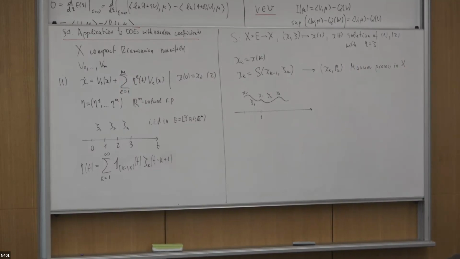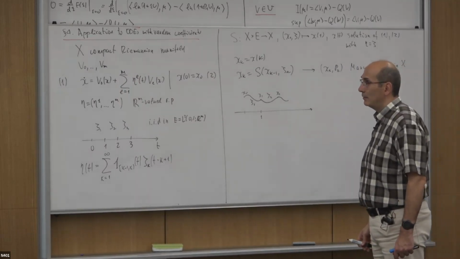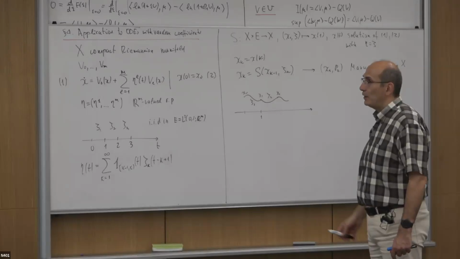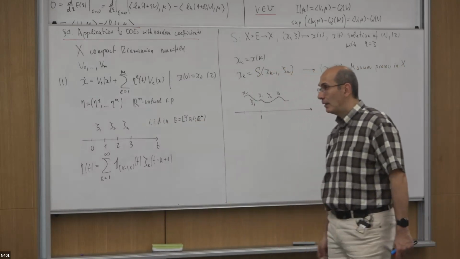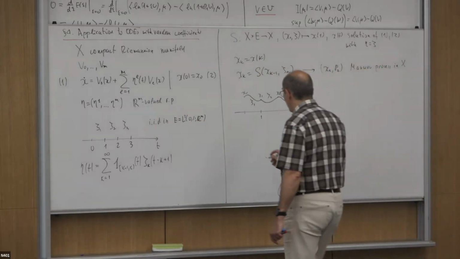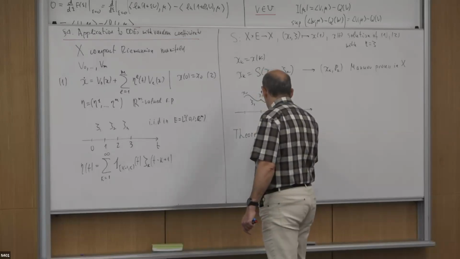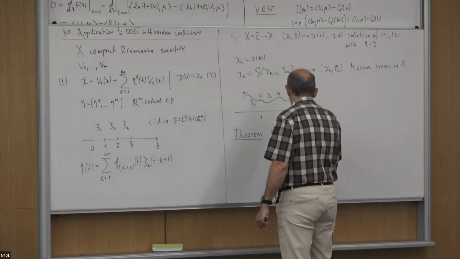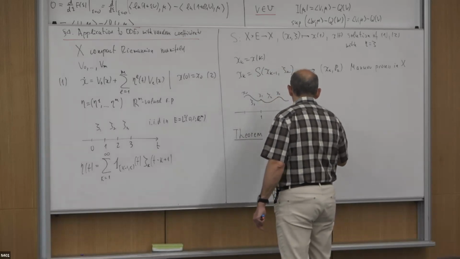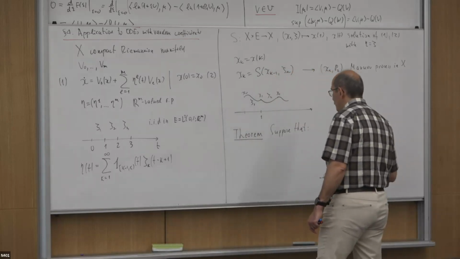Now the question is, what are the sufficient conditions for application of the corollary? Well, the theorem is the following. There are two hypotheses. They are not optimal, they are sufficient. The first one is non-degeneracy.